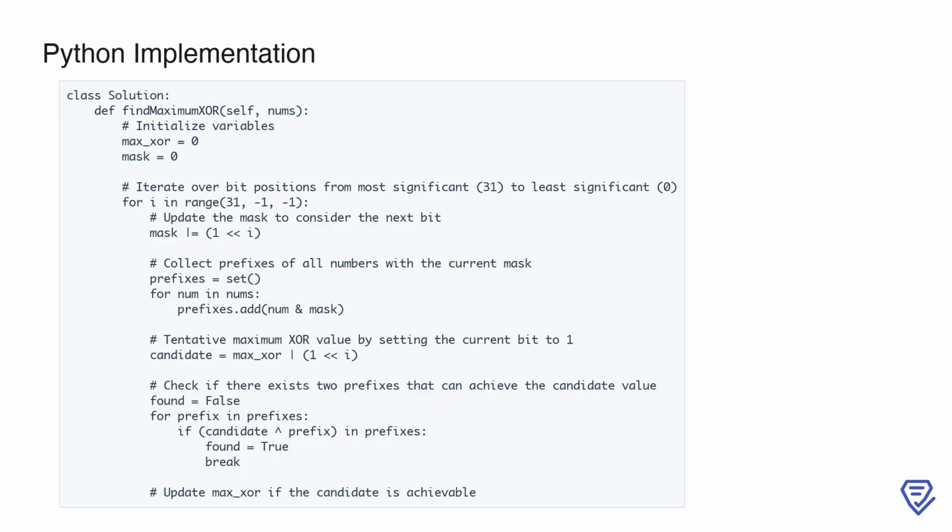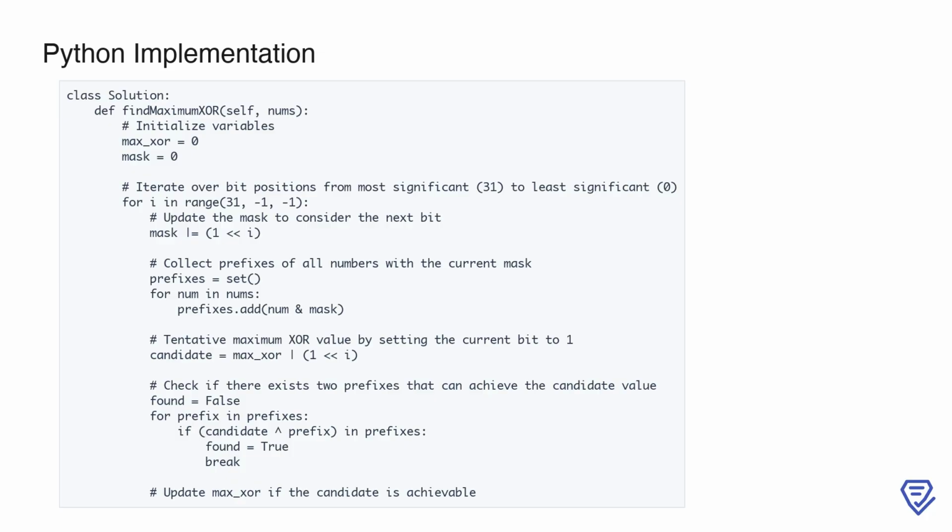For each bit position, we update the mask to include the next bit by performing a bitwise XOR operation with one shifted left by the current bit index. This allows us to focus on the prefixes of all numbers up to the current bit position. These prefixes are stored in a set to ensure uniqueness, and we compute them by performing a bitwise AND operation between each number and the current mask.